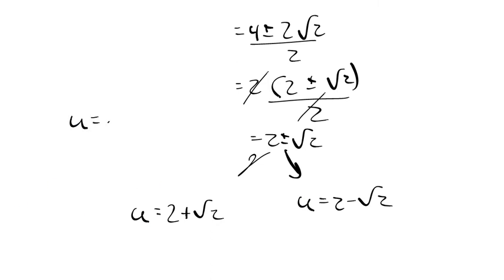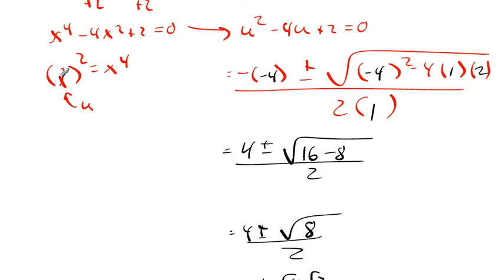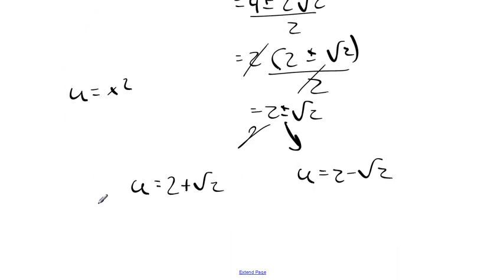Well, u is x squared, right? That's what we did at the beginning of our problem right here. So u equals x squared. Now let's replace all the u's with x squared. So this right here is x squared equals 2 plus radical 2. And right here, x squared equals 2 minus radical 2.